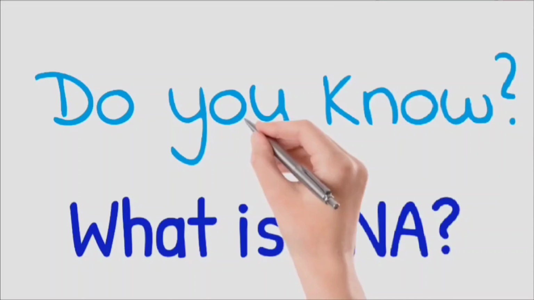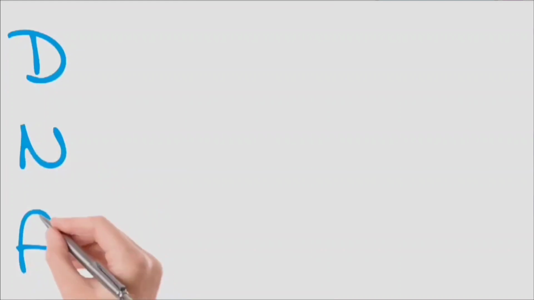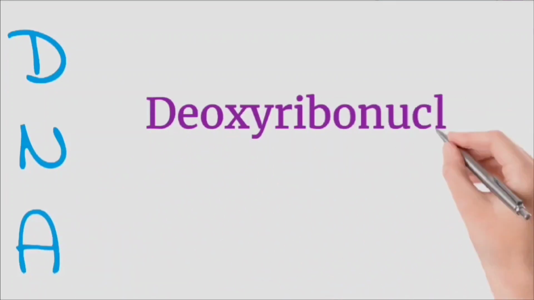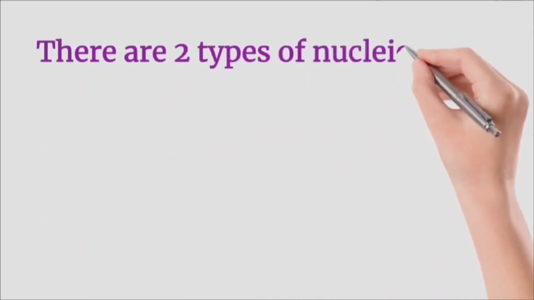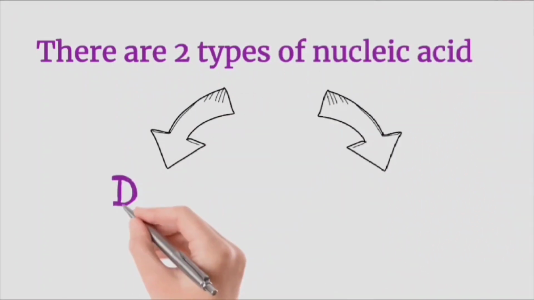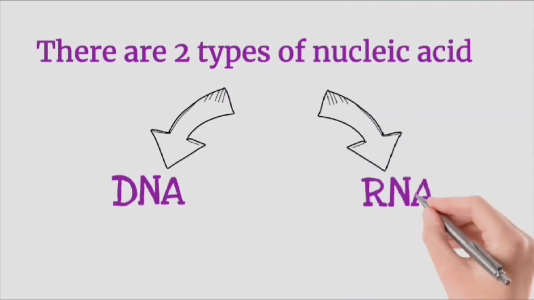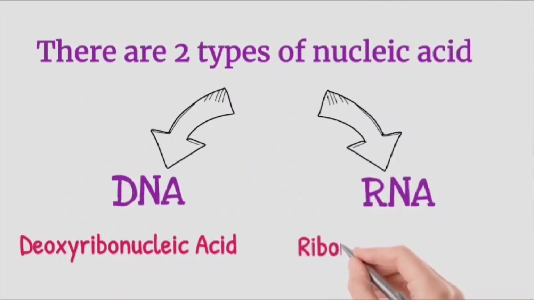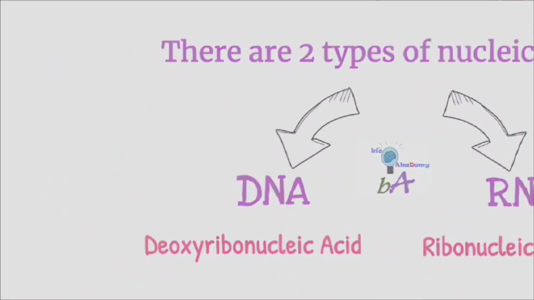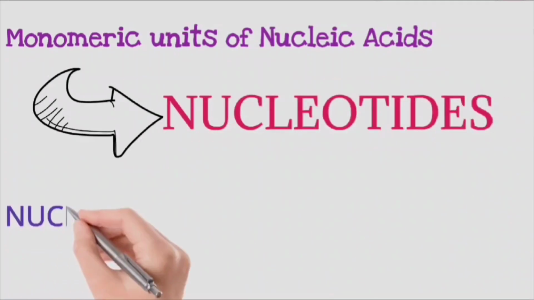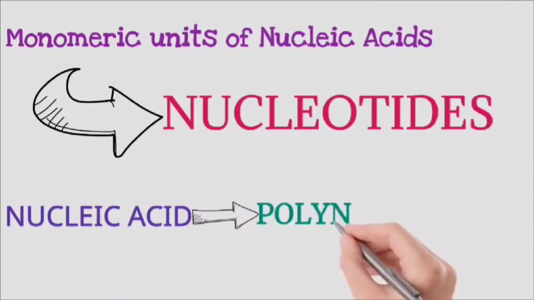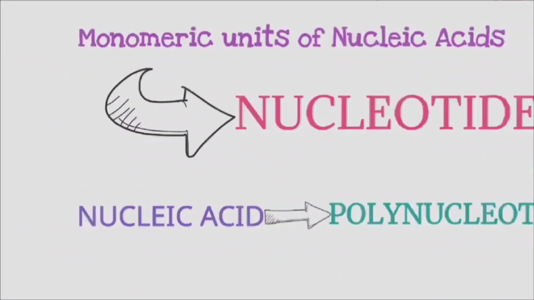What is DNA? Do you know? So let's begin. It can be denoted as deoxyribonucleic acid. D stands for deoxyribose, N stands for nucleic and A stands for acid. Okay? After that, there are two types of nucleic acid, DNA and RNA, which can be denoted as deoxyribonucleic acid and ribonucleic acid. So the monomeric unit of nucleic acid is nucleotides. We can say nucleic acid is a polynucleotide sequence.